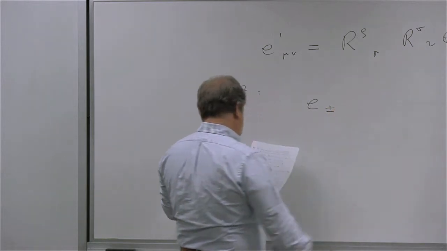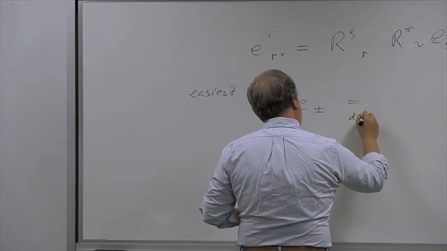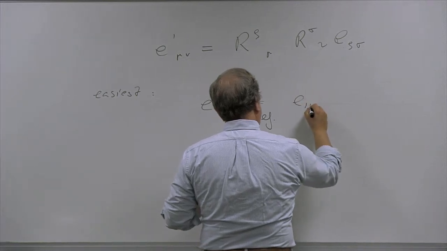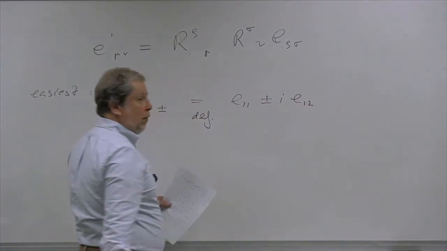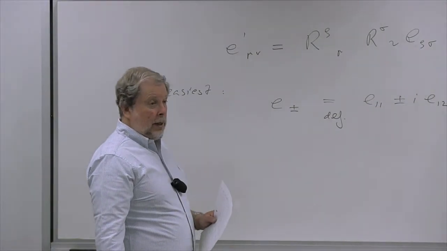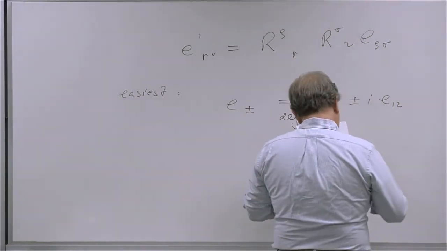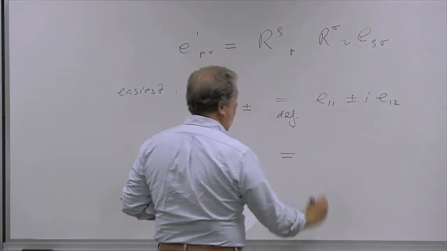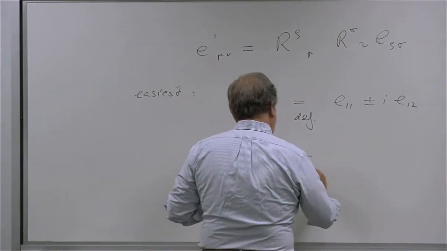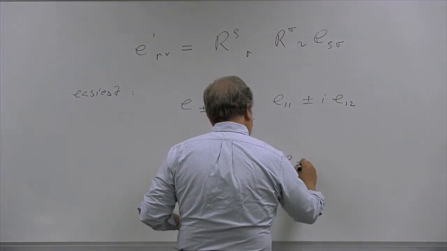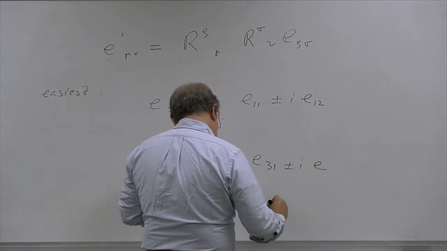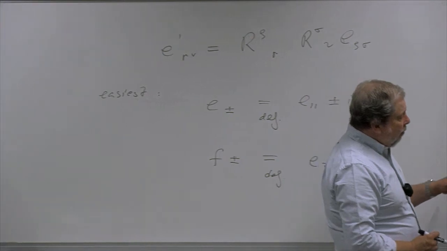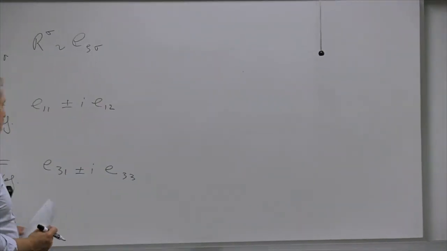Namely, to define E plus minus as a circular polarization type of combination, that is E11 plus or minus I E12. Remember, both of those are non-zero and they don't transform at all under a gauge transformation. And to define some other ones, because we do have some other components as well. So for example, F plus minus, to define that as E31 plus or minus I E33. And if you do that, then instead of getting sines and cosines, you just get phases, which is simpler.